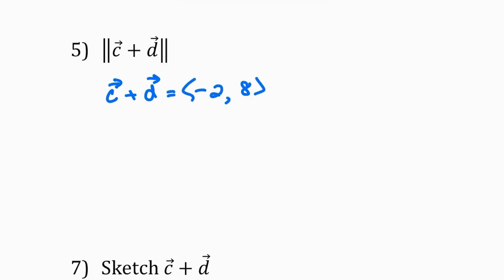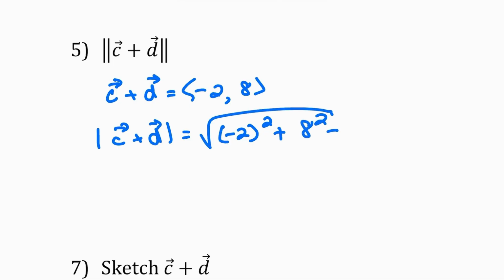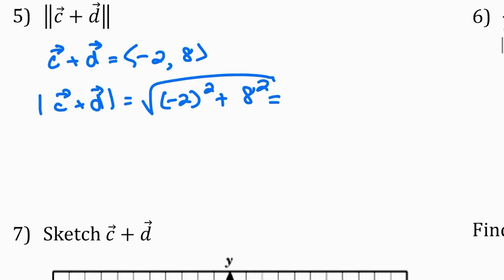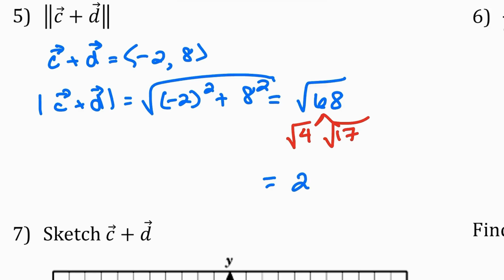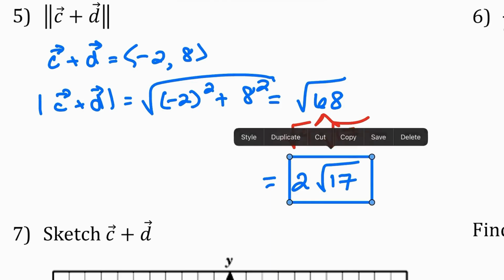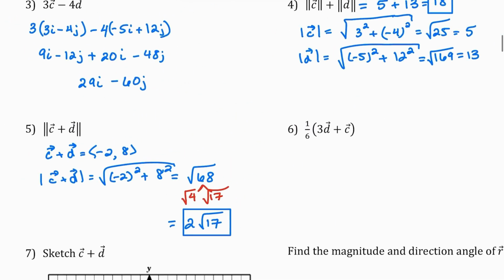So if I'm going to find the magnitude of this vector c plus d, I'm going to square root the x squared, which is negative 2, and the y squared, which is 8. So you get 4 plus 64, which is 68. And however way you like to simplify radicals, I like to find the biggest perfect square that goes into 68, which is 4, multiplied by 17. Because if you square root those, the square root of 4 is 2, the square root of 17 is root 17, and that's the magnitude of vector c plus d.